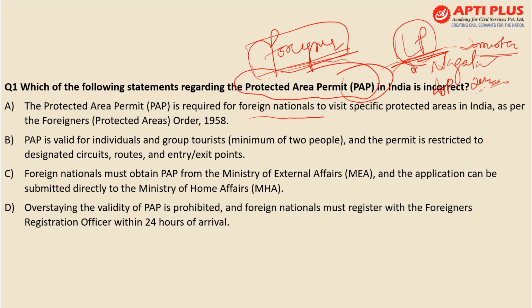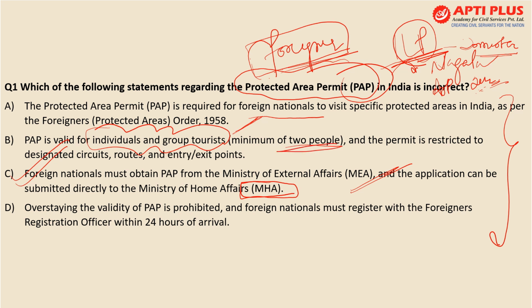With respect to this protected area permit, there are certain norms. For example, in this question, amongst all the statements given, the incorrect one is number C. The application for the PAP is submitted to MHA and approval is taken from MHA, that is the Ministry of Home Affairs, and not MEA. Other statements given in this question are correct. PAP is taken under the Foreigners Protected Area Order 1958. It is applicable to both individual and group tourists, that is a minimum of 2 people, and restricted to certain entry exit points or routes.